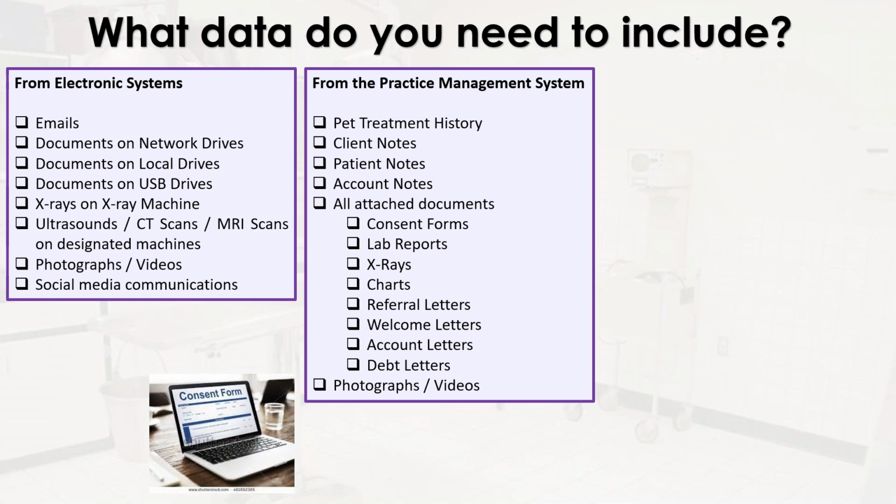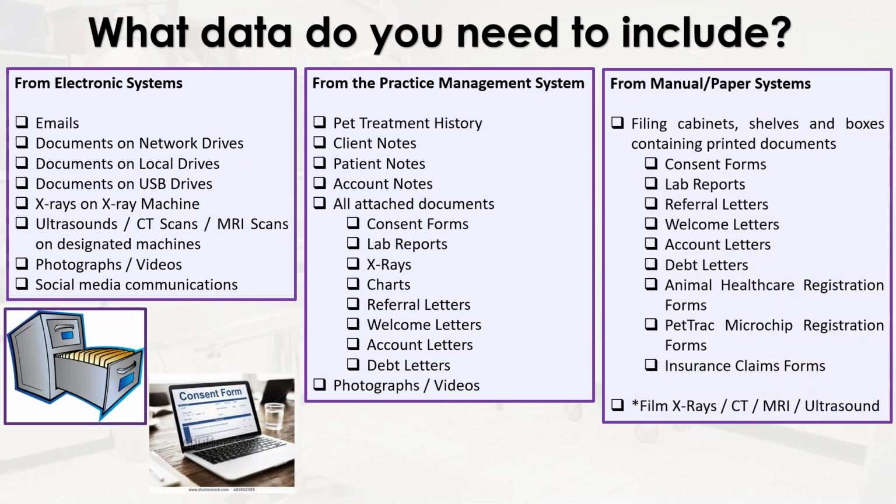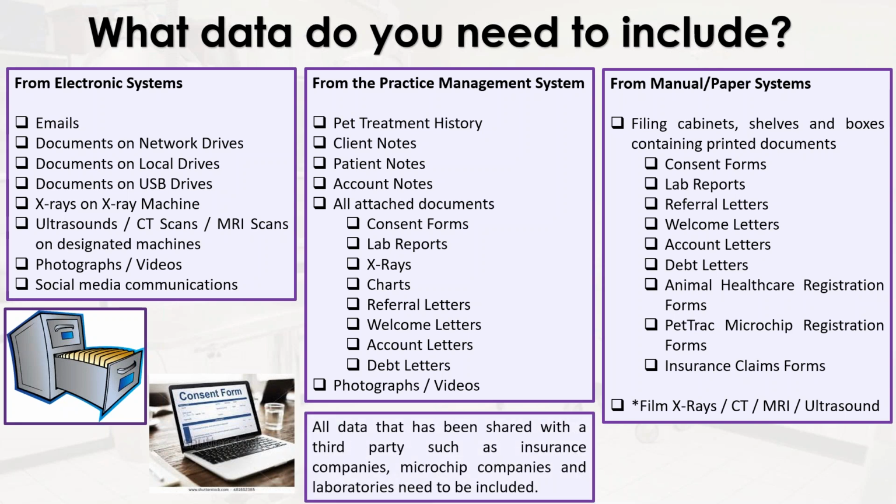In addition to your PMS system, you'll need to go through your manual and paper systems. So that's your filing cabinets, shelves and boxes that could contain printed documents, such as consent forms, lab reports, referral letters, welcome letters, account letters and debt letters, as well as animal healthcare registration forms, pet track microchip registration forms, or insurance claim forms, as well as any film, X-rays, CTs, MRIs or ultrasounds.